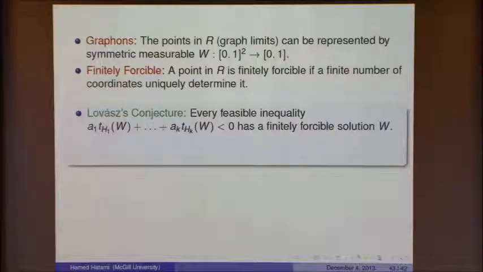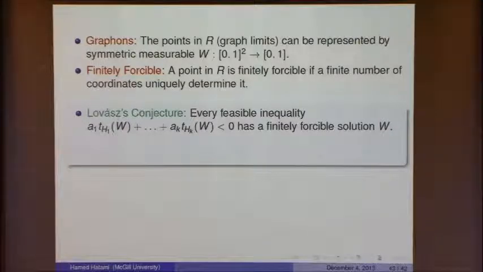So there was, or still maybe there's, a general hope. There are two related conjectures. The first is by Lovász, which says that if I have an inequality which is not valid, or you can think of it in the other direction, a feasible inequality, this sum is at most 0, so there is some W which makes this negative, then there is also some finitely forcible W. It's a really beautiful conjecture, but we have no idea how to approach it.